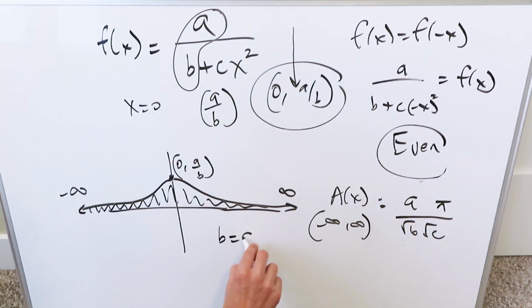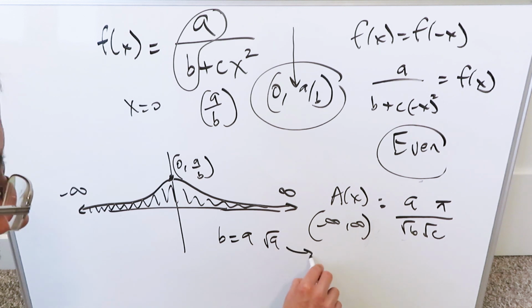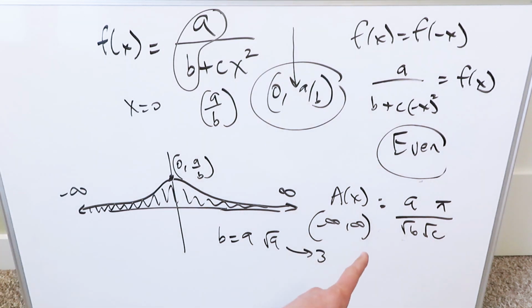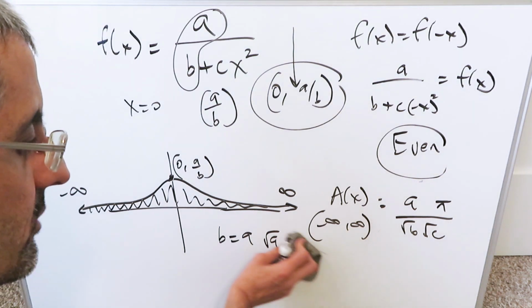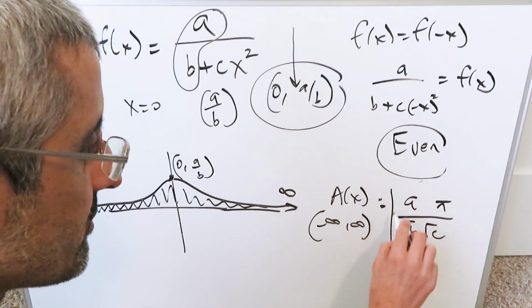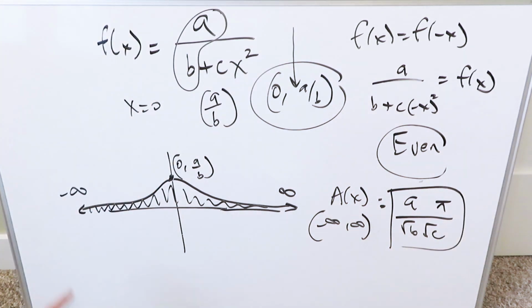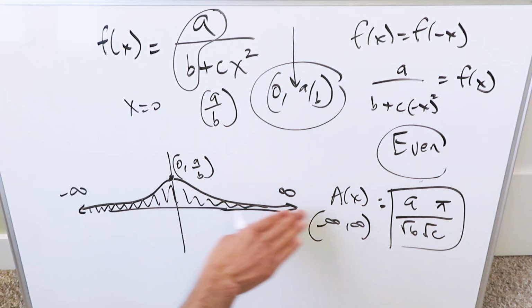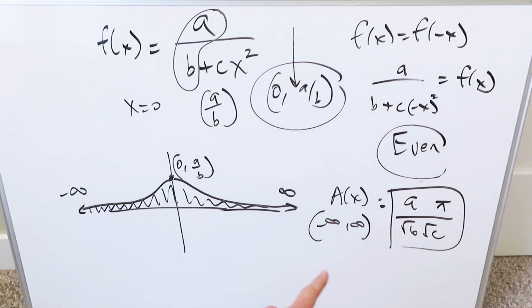Imagine if b was equal to 9, then you're doing root 9. You can obviously convert that into a 3. That's what I mean. Those values a, root b, and root c can be further simplified based on what the value is. But this right here will always be the form of your area below the curve. When you're doing minus infinity to infinity for these type of functions, the area calculation, a pi divided by root b root c, that's your template for your actual area answer.